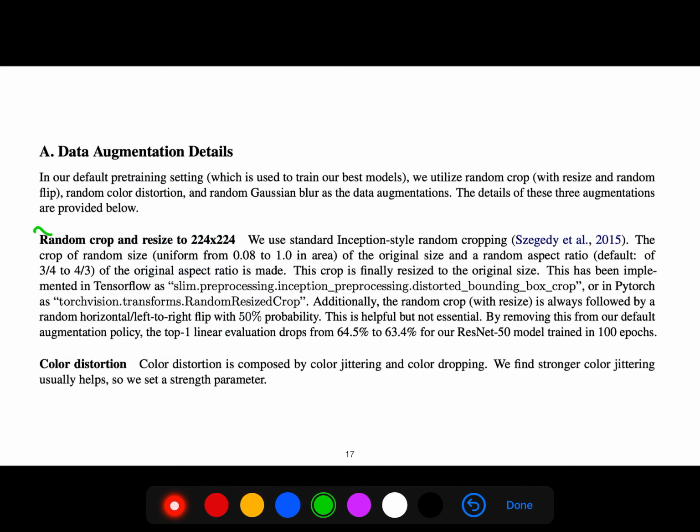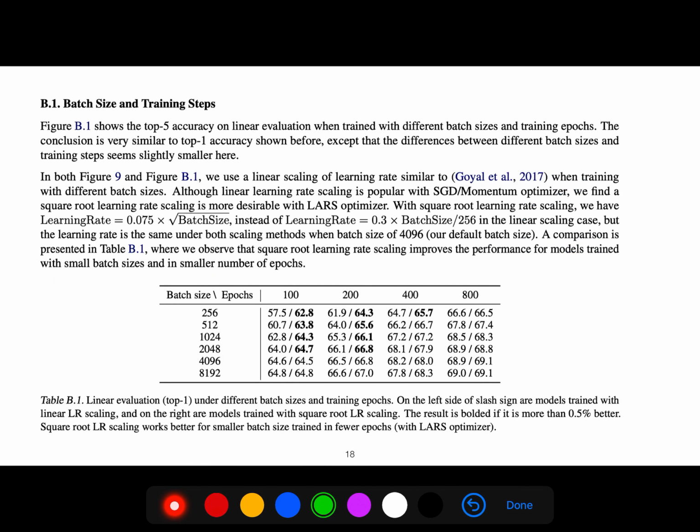So as I said, we can use random crop, for example, resizing it to this, or color distortion. All of them are data augmentations. But we can increase the number. So you increase the batch size. We start from 256 and we go up to 8,192. And also, the number of epochs starts from 100, doubling it, and then up to 800.